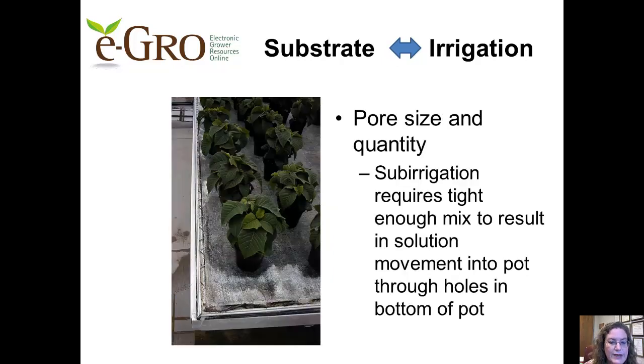Similarly, sub-irrigation systems require a tight enough mix to result in fertilizer uptake through holes in the bottom of the pot and movement throughout the root zone via capillaries or small pores in the mix. This mechanism of water and fertilizer distribution via capillary action only functions if substrate pores are small enough.